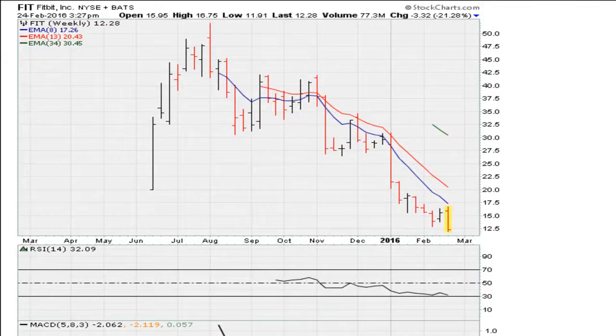Eric Muathe with Muathe.com. Let's take a look at what happens when a stock moves to all-time lows on its RSI. Here we are showing a weekly chart for FIT.